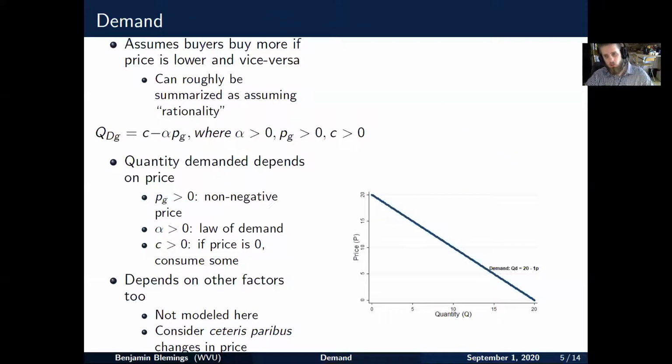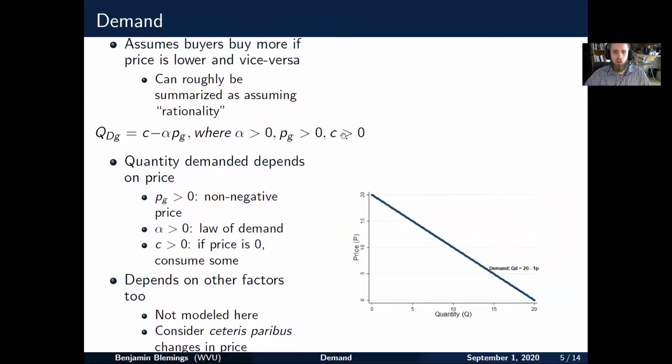But I wanted to put down a mathematical representation of a demand curve here, which you've probably seen in the book. So quantity demanded for good G is equal to a constant C, that's the intercept here, minus alpha, which is the slope of this line, times the price of the good right here. And we have alpha being greater than 0, so that's the law of demand. Price of the good is greater than 0, so non-negative prices for goods seem pretty realistic.